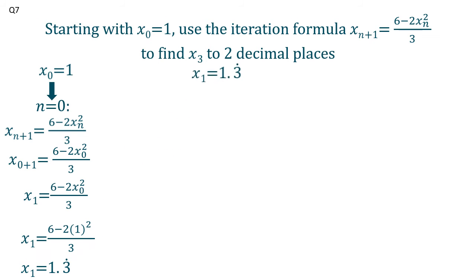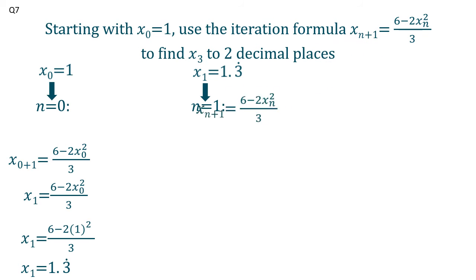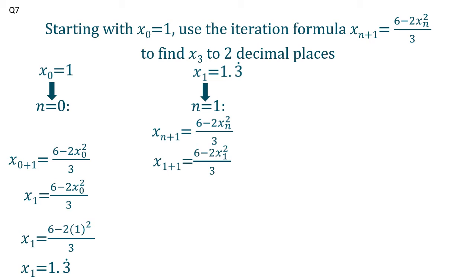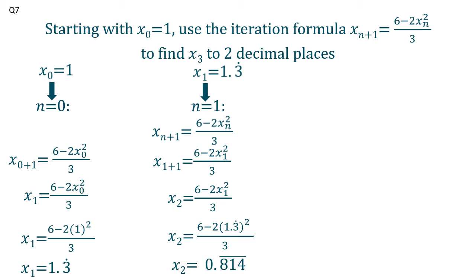Starting again with x1 equals 1.3 recurring, we now use n equals 1. Substitute all the n's for 1 in the iteration formula. We know 1 plus 1 equals 2, so we can see we are calculating x2. We've already found that x1 equals 1.3 recurring, so we can substitute that in. Putting this into a calculator, we get x2 equals 0.814 recurring.